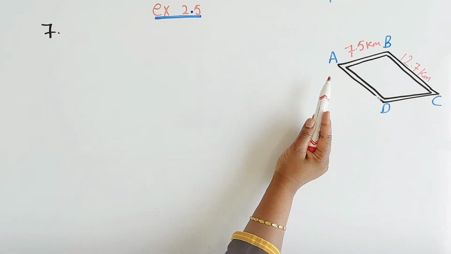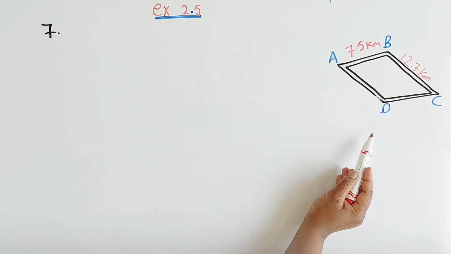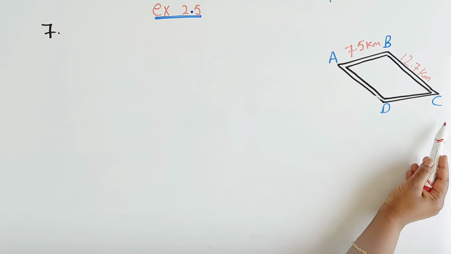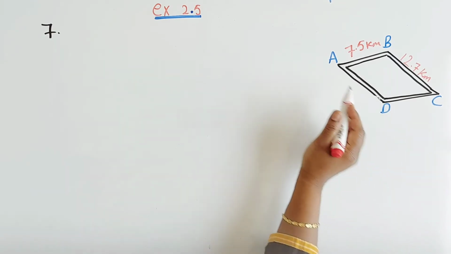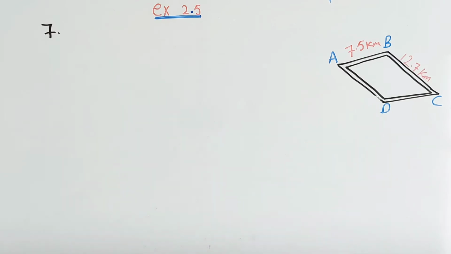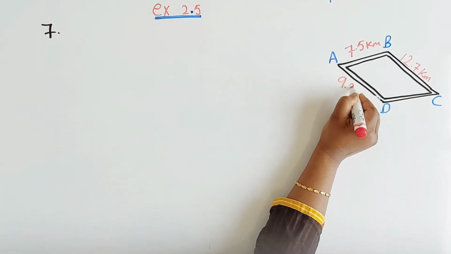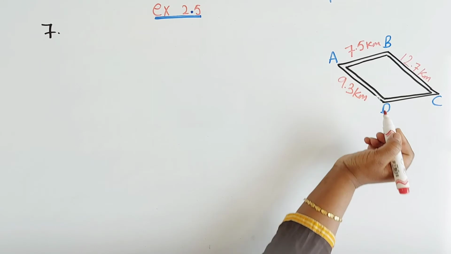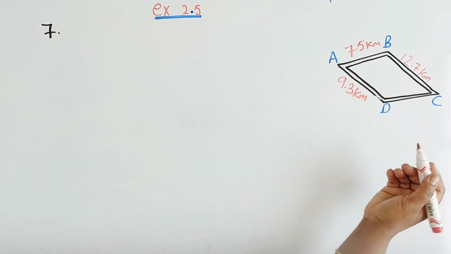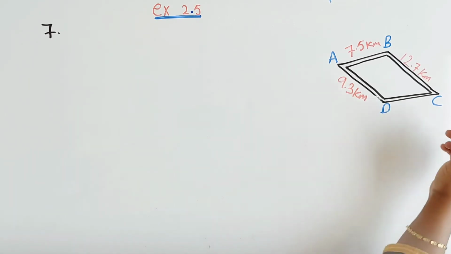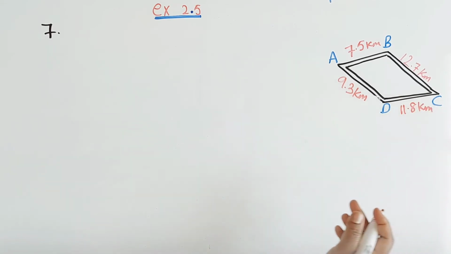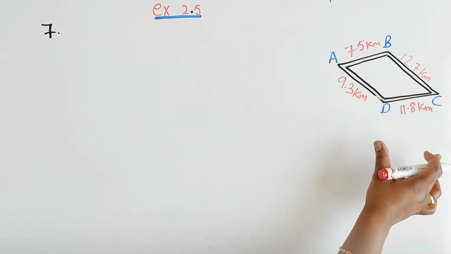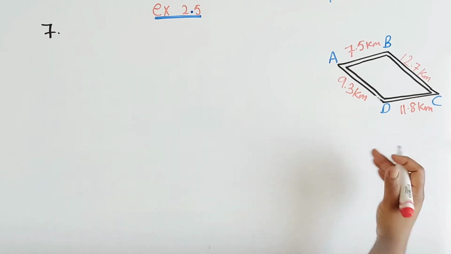Ayub went from place A to place D and from there to place C. That means totally he went A to C. D is 9.3 kilometers from A and C is 11.8 kilometers from D. So here we have measurements for all the distances. Who travelled more, and by how much?